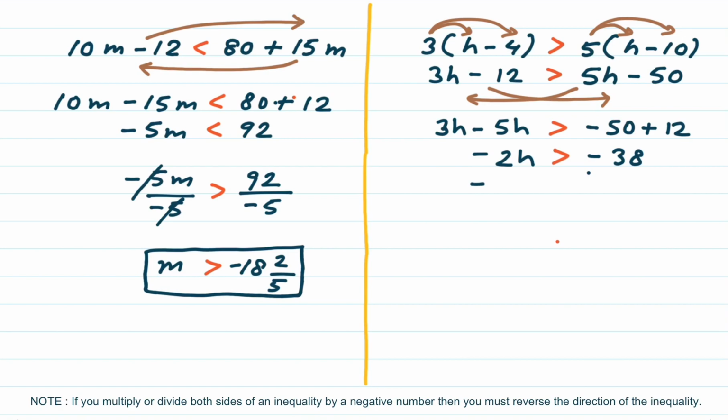We will divide both sides of the inequality with the negative number 2, and so the direction of the inequality will reverse, and then we get h less than 19.